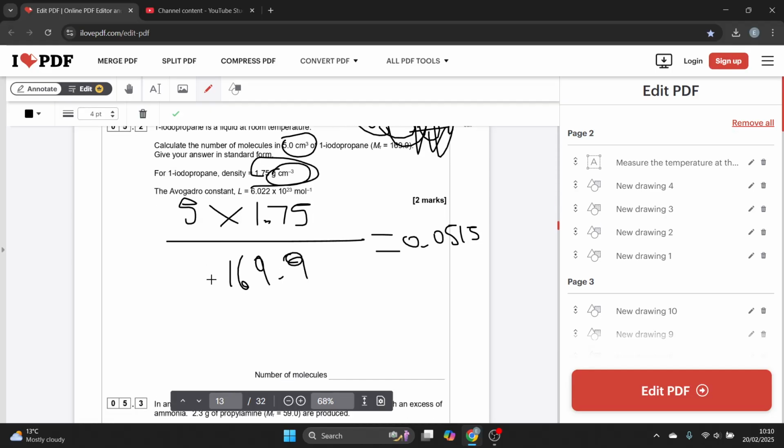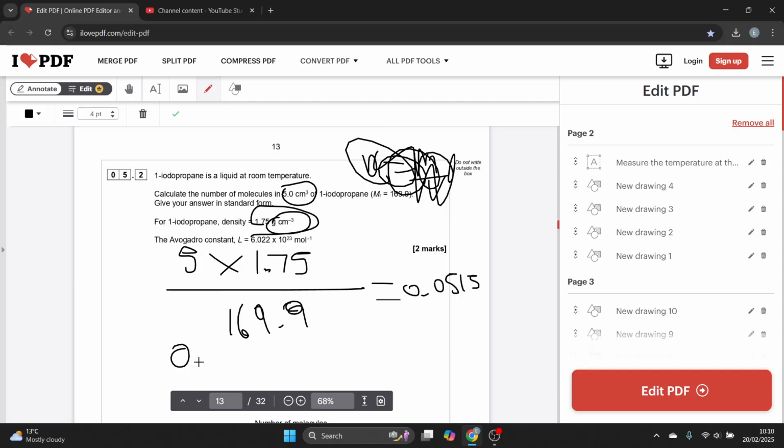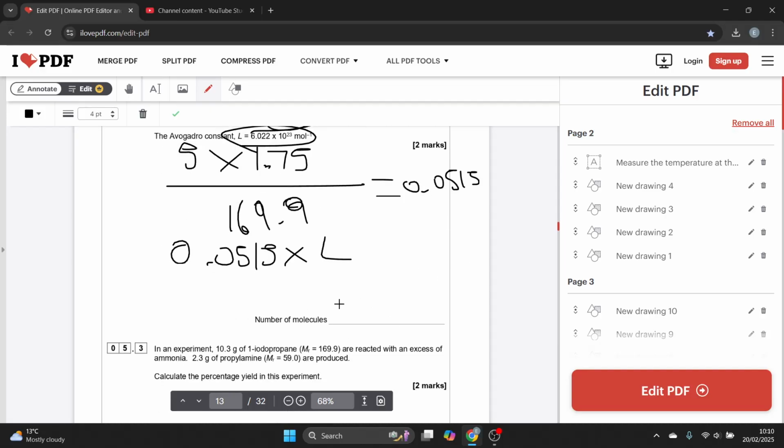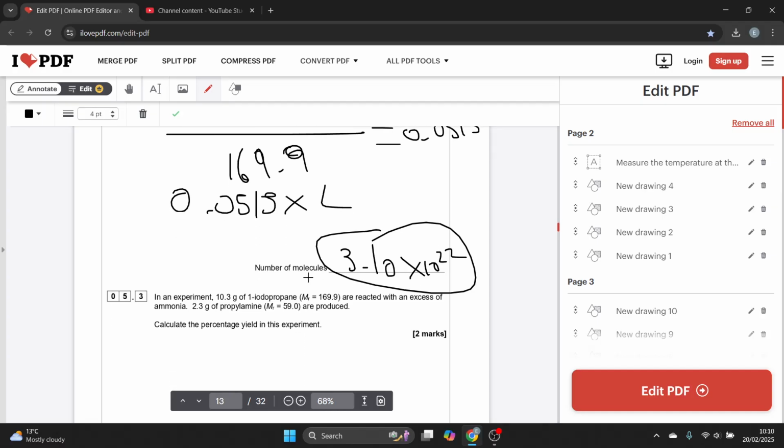515. Then to find the number of molecules, all we do is times by Avogadro's constant, L, 6.022 times 10 to the power 23. And then you get 3.10 times 10 to the power 22. Rearranging from answers, what do I get? Yeah, 3.10 times 10 to the power 22.